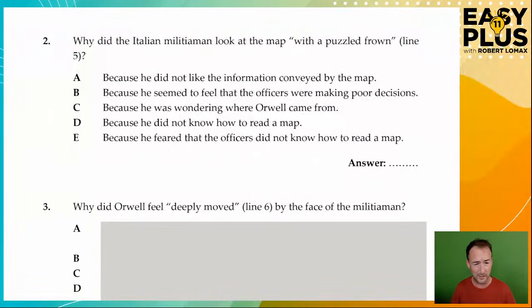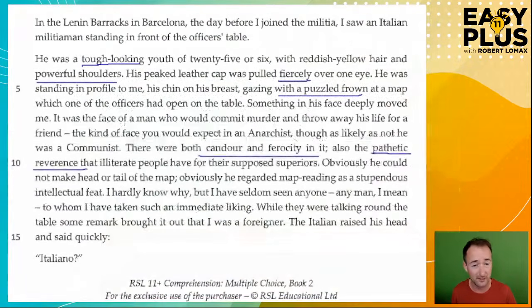Why did the Italian militiaman look at the map with a puzzled frown? Let's glance at the options now, because he didn't like the information in the map, because he thought the officers were making poor decisions, because he was wondering where Orwell came from, because he did not know how to read a map, or because he feared that the officers did not know how to read a map. Okay, let's have a look at the text.